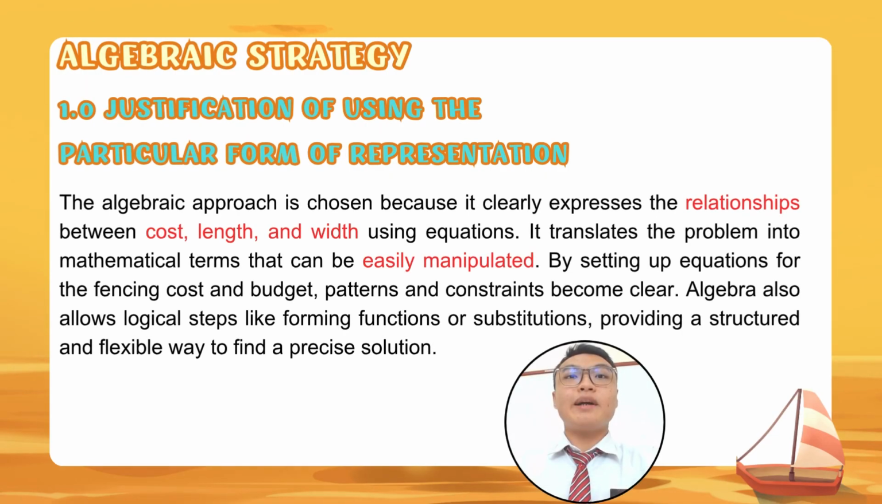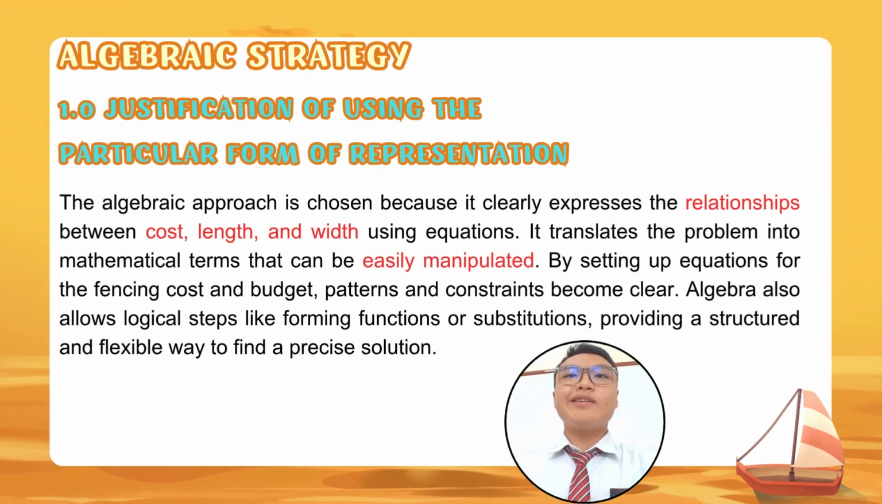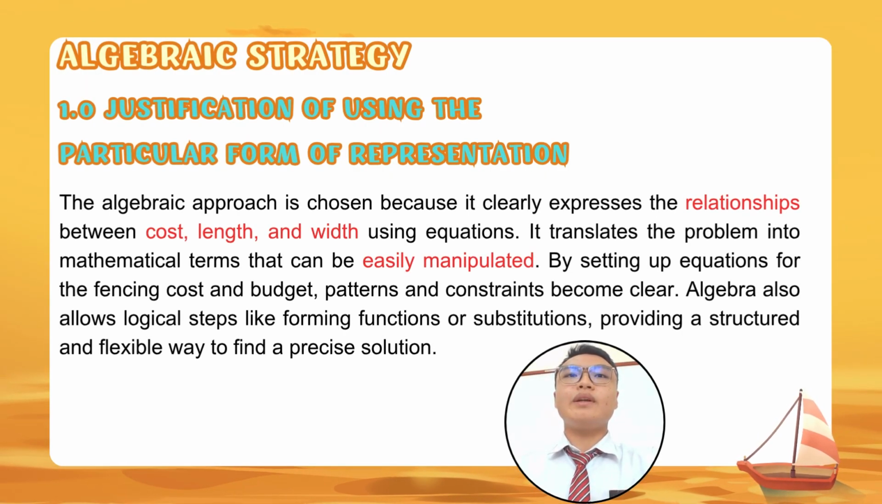I chose the algebraic representation because it clearly shows the relationship between cost, length, and width using equations. This form makes it easier to organize information, identify patterns, and connect relationships between variables logically. It also allows me to reason systematically and avoid testing every possible value one by one. By using algebra, I can find the exact solution efficiently through calculation rather than through guesswork.